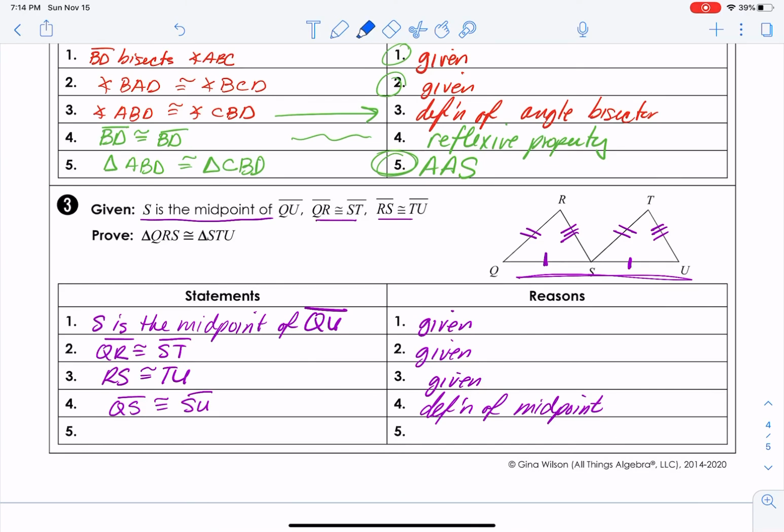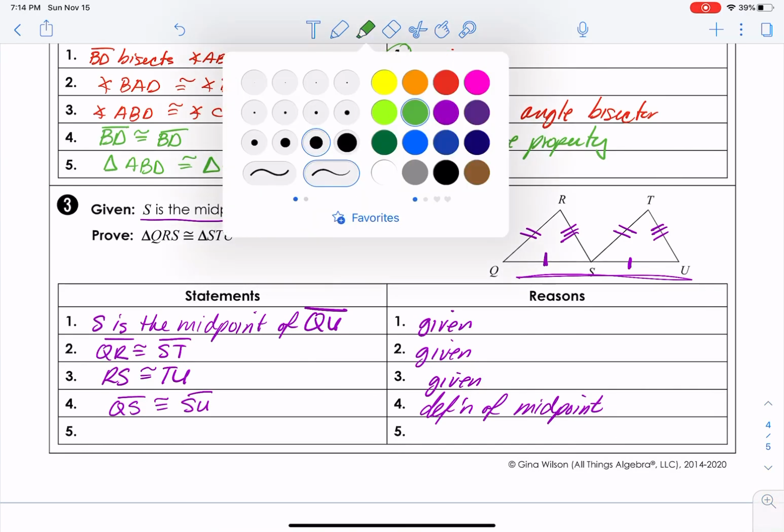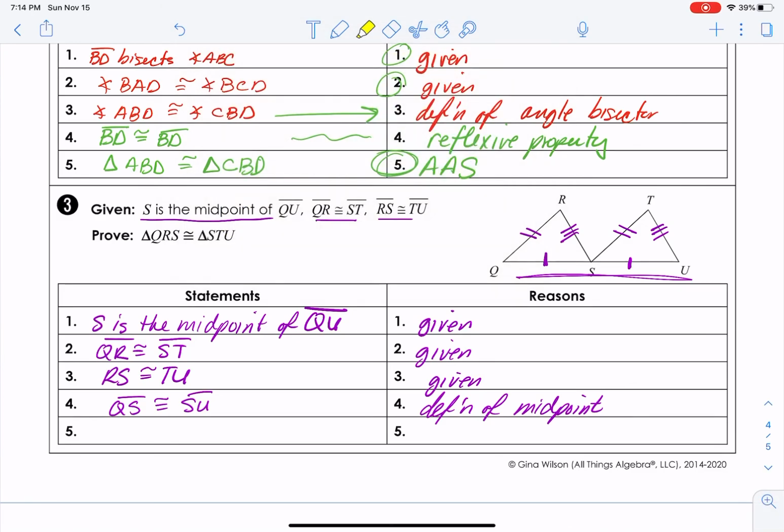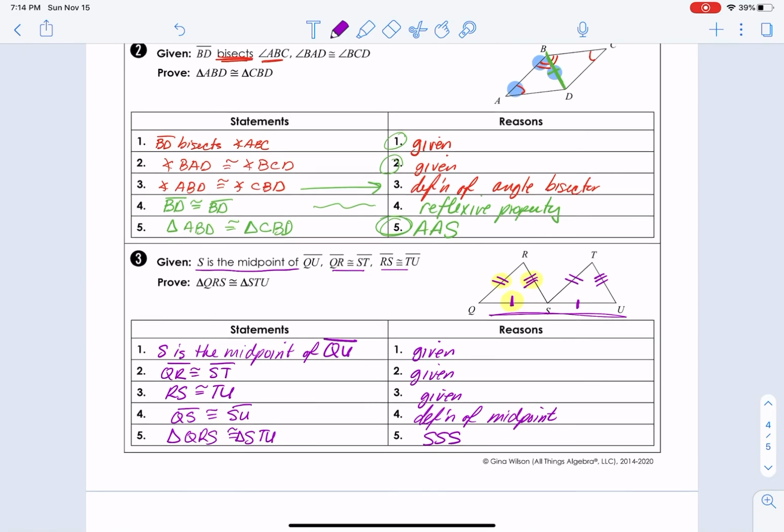So now when I look at my picture, I have side, side, side. So I can say triangle QRS is congruent to triangle STU using side, side, side congruence. And that's our review for 3.1.